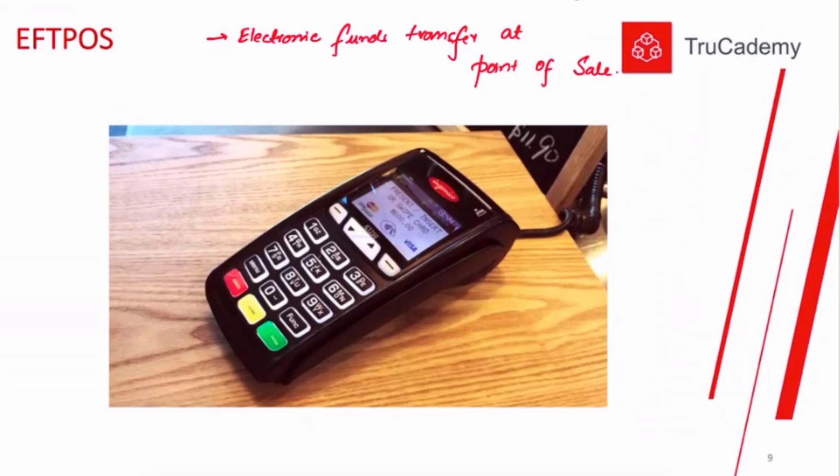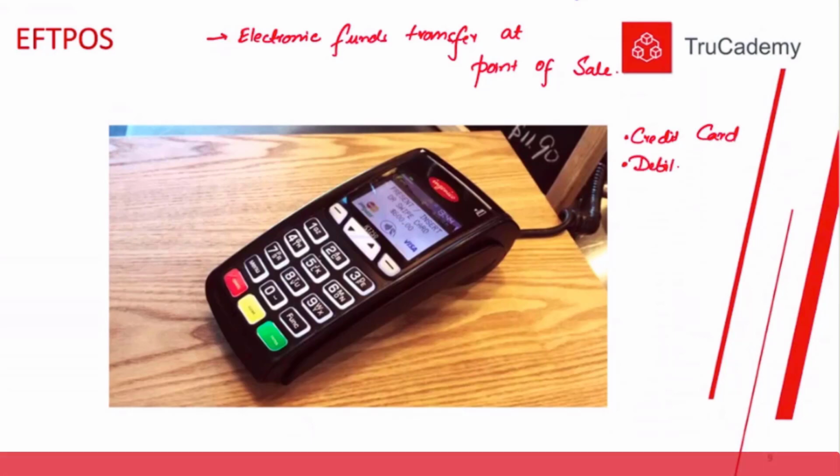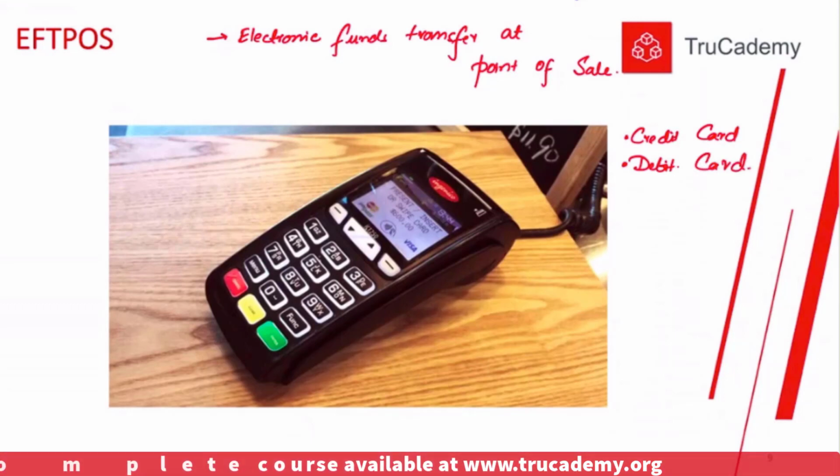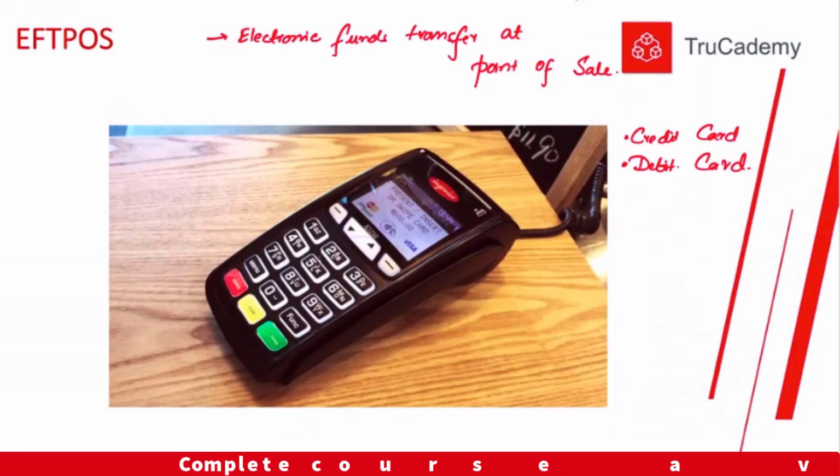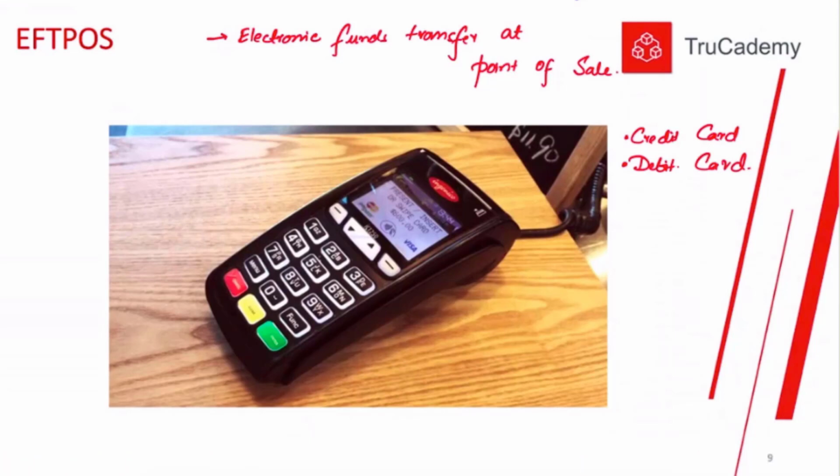Whenever a customer wants to pay through credit card, for example, or if they want to pay through debit card, we can swipe the card through this machine and immediately we will receive the payment from the customer's bank account to our bank account. So this is what EFT POS basically looks like, and we can use credit cards and debit cards here. And it's very important, many times they ask the question what is the meaning of EFT POS, so you need to remember this term.